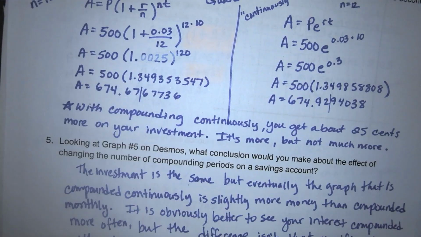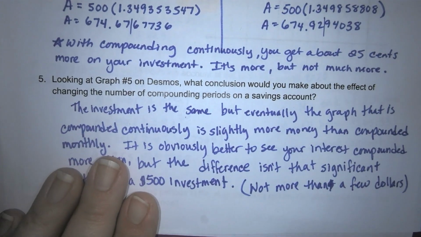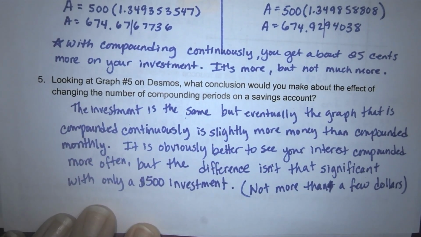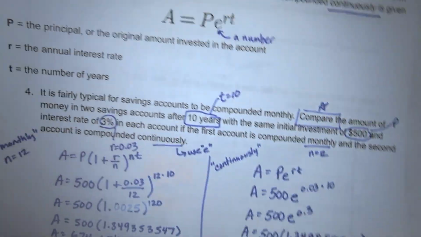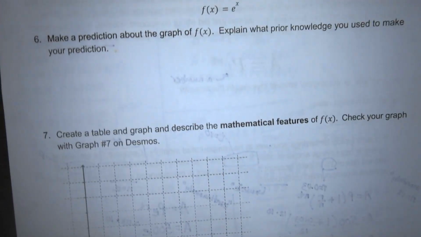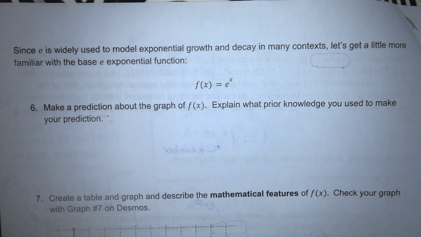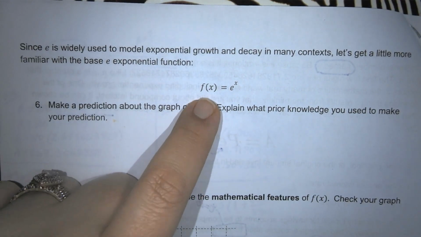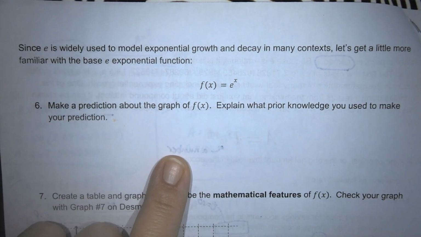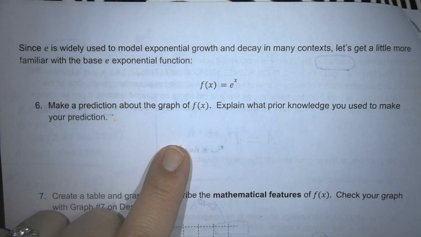So we're going to take one last look at a little bit more with the letter e. We're going to take a look at the function with e on the back page here. So it says, since e is widely used to model exponential growth and decay in many contexts, I know you've talked about those things before, especially in biology, let's get a little more familiar with base e exponential function. So here's the function, f of x equals e to the x power. Make a prediction about the graph of f of x. Explain what prior knowledge you used to make your prediction.